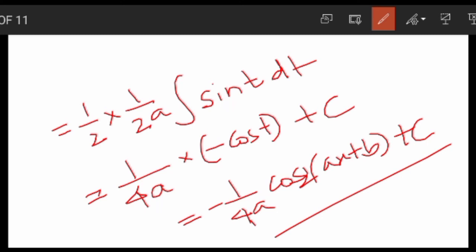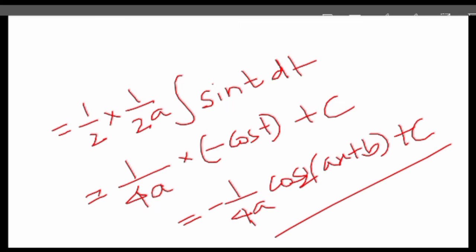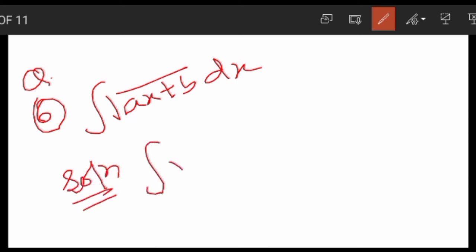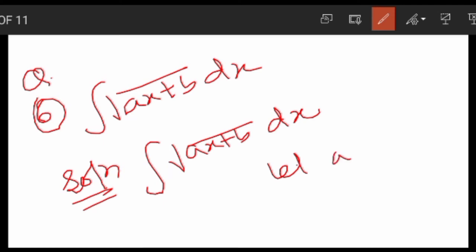Okay, now moving to the next question, that is question number 6. In question number 6, we have given evaluate integration root over ax plus b into dx. Okay, so let's solve it. Given integration is integration root over ax plus b into dx. To solve this integration, we let ax plus b equal to t.